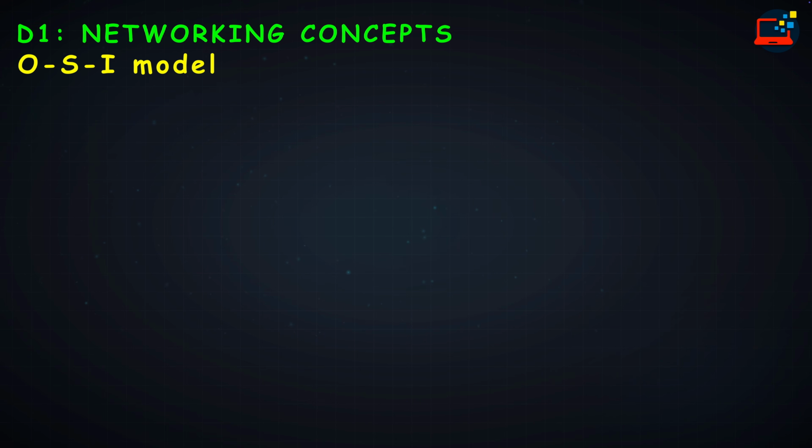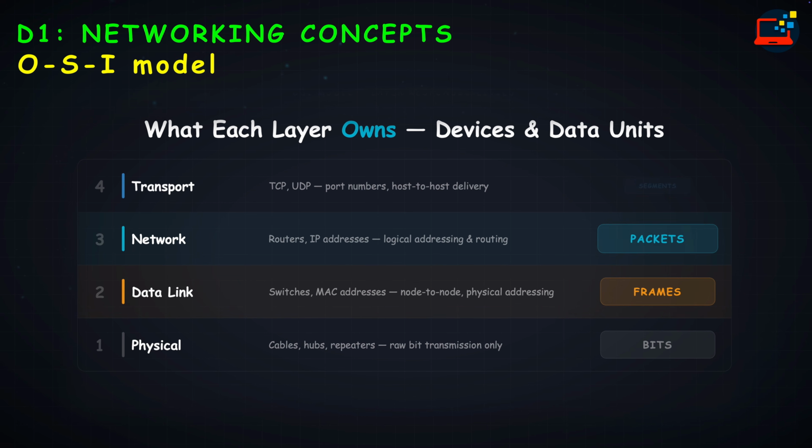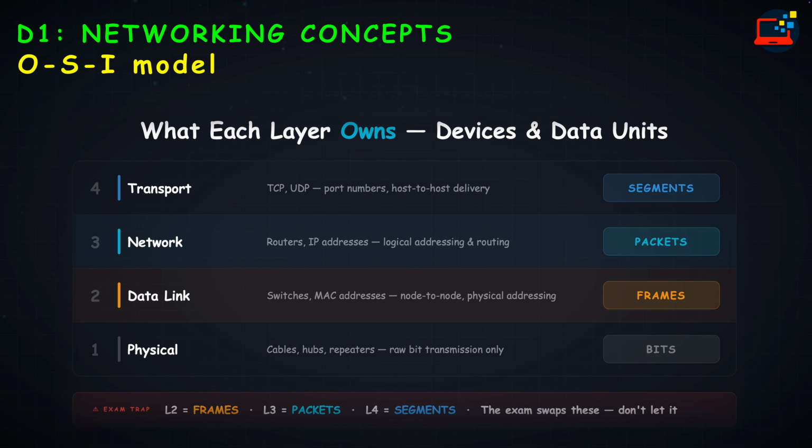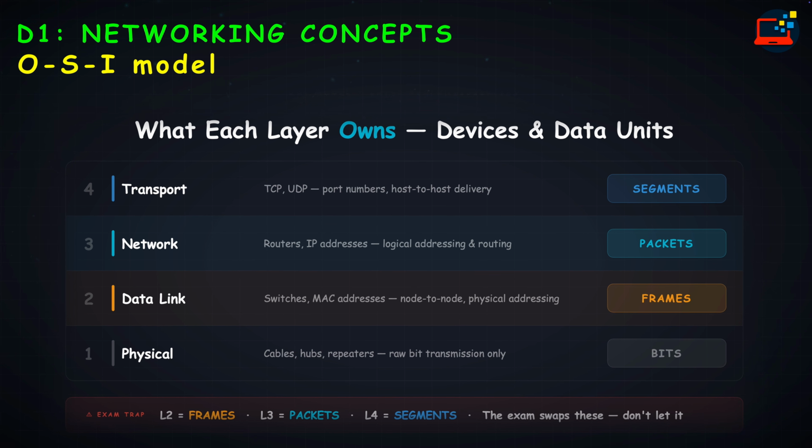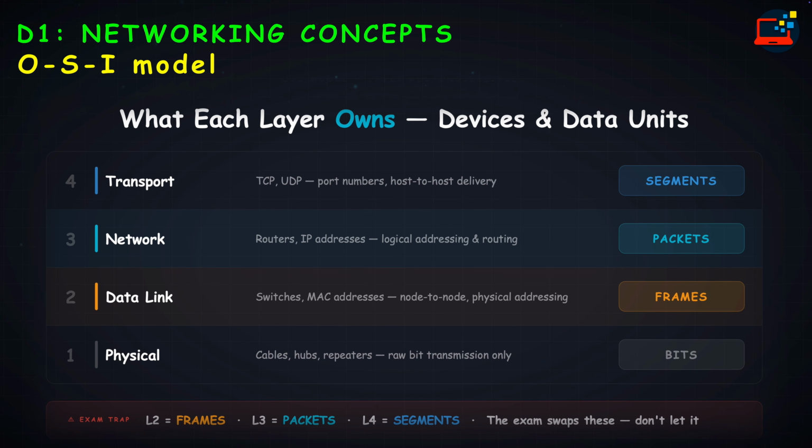The exam doesn't just want the layer names, it wants devices and protocols mapped to specific layers. At layer 1, physical, you're dealing with cables, hubs, and repeaters, anything that moves raw bits. At layer 2, data link, you have switches and MAC addresses. This is where frames live, not packets. At layer 3, network, you have routers and IP addresses. This is where packets live. Layer 4, transport, is where TCP, that's Transmission Control Protocol, and UDP, User Datagram Protocol, operate. Port numbers live here too.